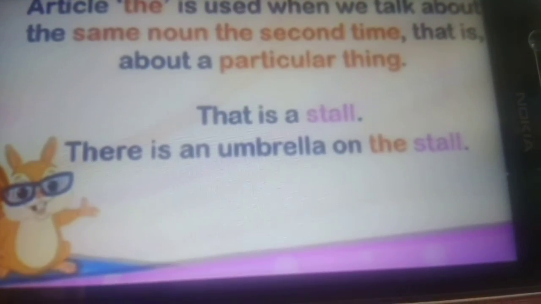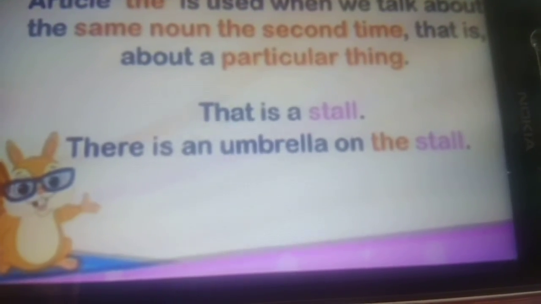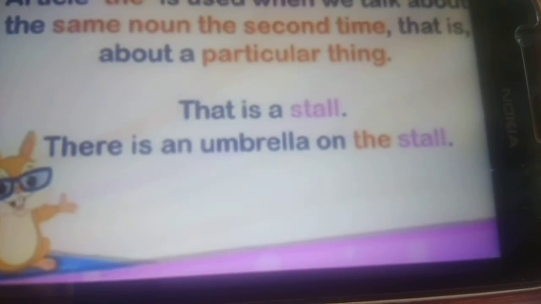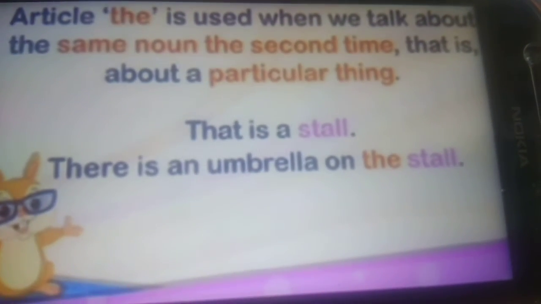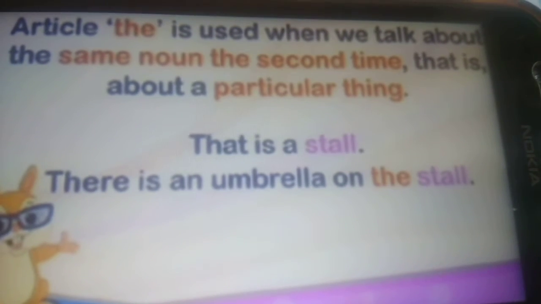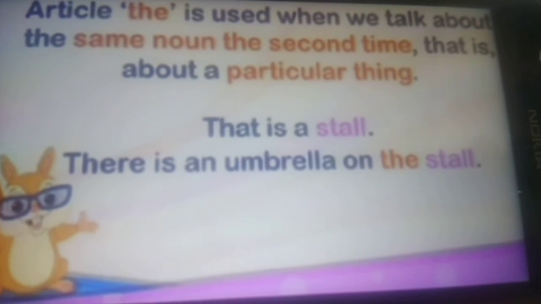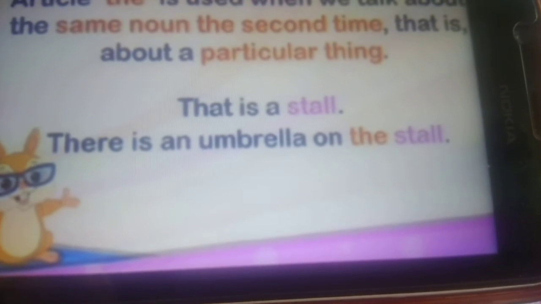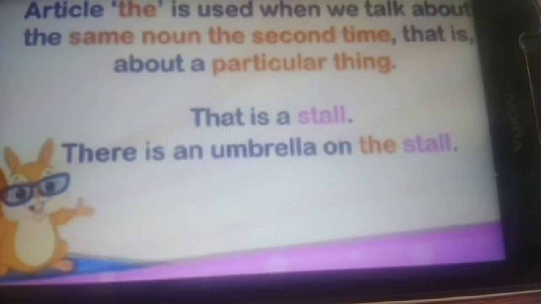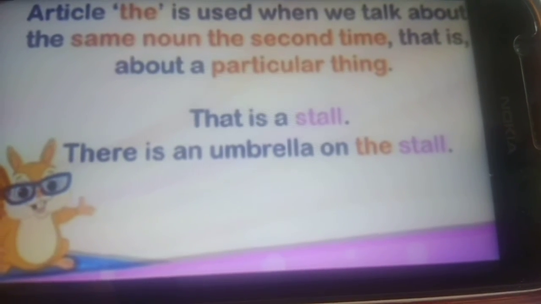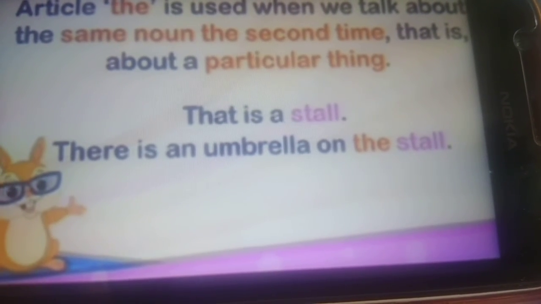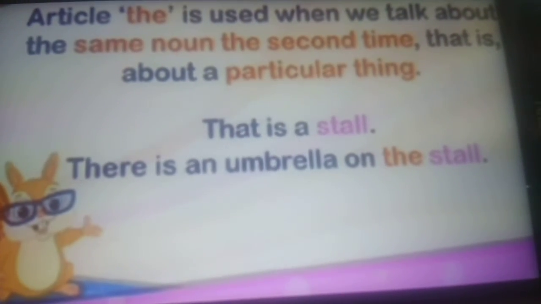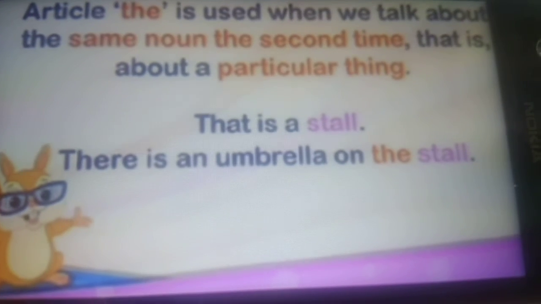See here, some examples. That is a stall. There is an umbrella on the stall. Here, stall. The first time we use a. When the same word comes again, that's why we use the. Once again I repeat, that is a stall. Here we use it the first time, that's why a.